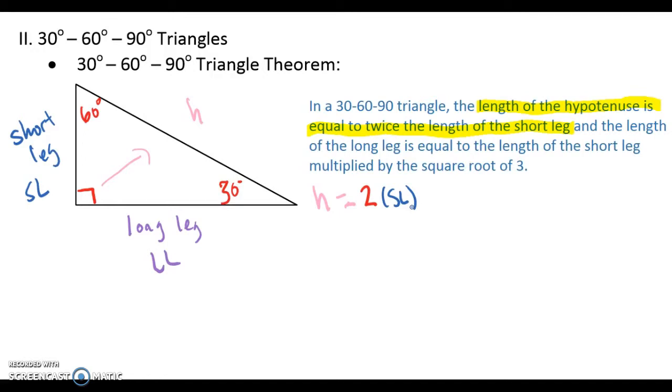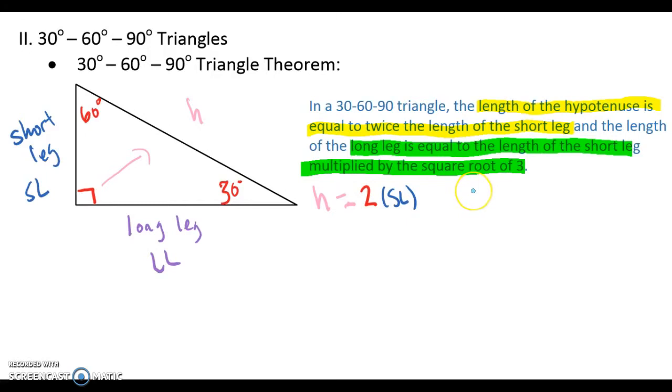The second thing we know, if we have a 30, 60, 90 triangle, is that the long leg is equal to the short leg times the square root of 3. So 2 different equations to know here, and sometimes we need to put them both together to come up with the answer to a problem.